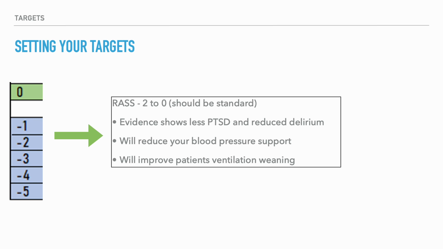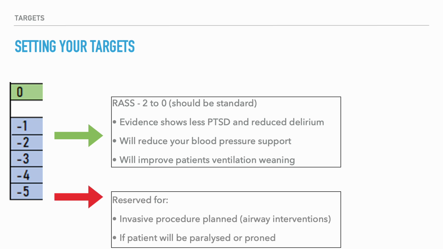So then how do we set our targets? Well, a RAS score of -2 to 0 should be the standard aim for a patient who is not going through a big intervention. The evidence shows with this, we have less PTSD and we have less delirium in our patients. It will also reduce your blood pressure support. And then, because we're reducing the muscle wastage, it will also improve patients' ventilatory weaning and them taking part in their own care. So this is really important.